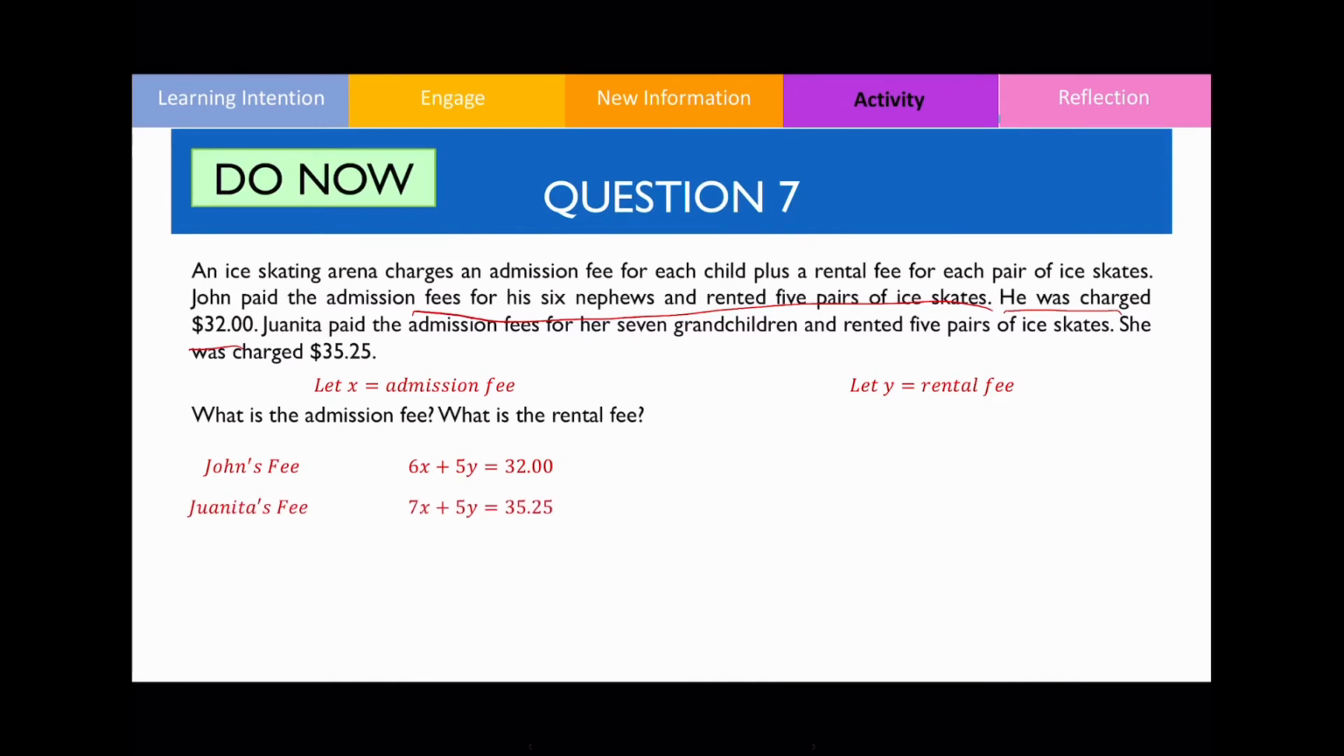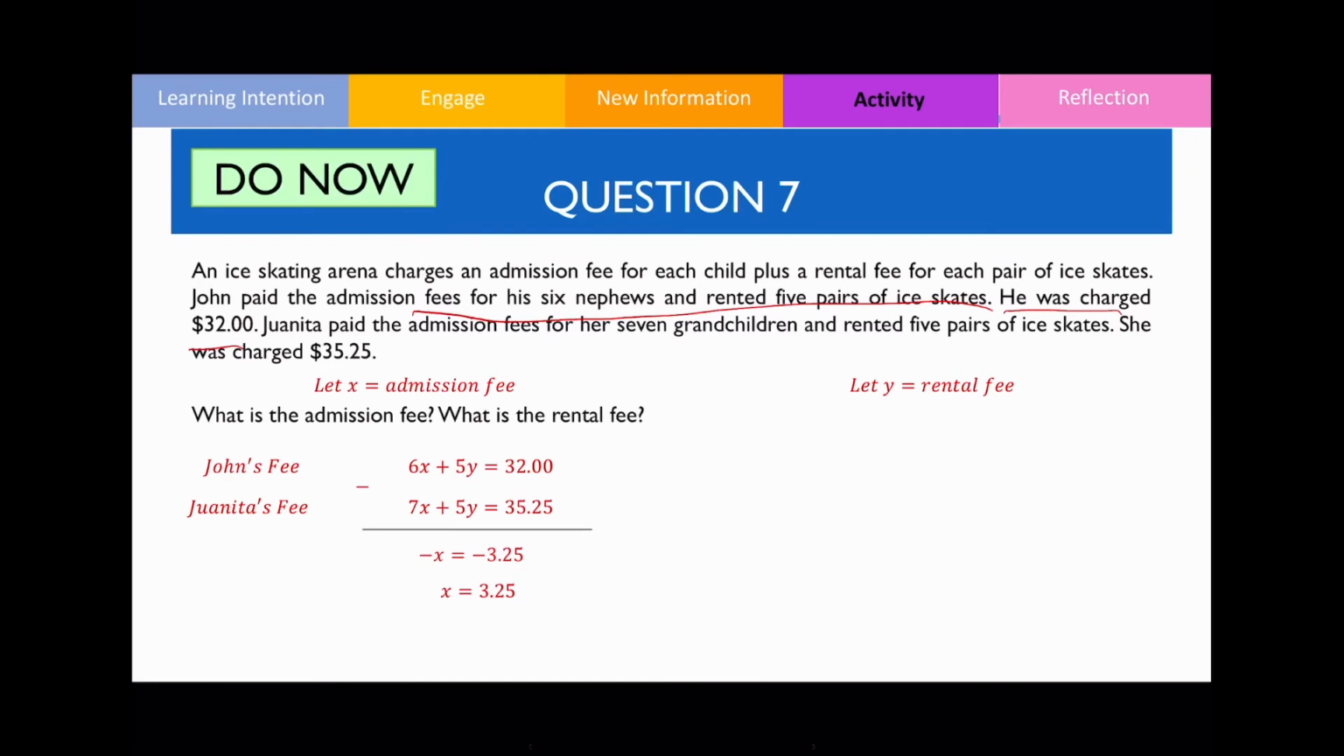And now we're going to solve for x and y. In this case, it makes sense to use the elimination method, and we're going to be eliminating y. And to do so, we're going to be subtracting both the equations together. So let's subtract them. And this will cancel out the y's. This will give you negative x is equal to negative 3.25. Hence, x is equal to $3.25. So that's going to be your admission fee.